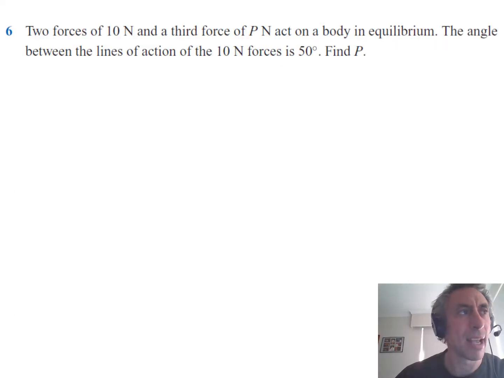Okay, so here's one such application that was suggested previously to creating a closed triangle of forces. We've got the magnitude of two forces given to us. What we need to do is find the magnitude of the third force, P newtons. Three forces acting on a body in equilibrium, perfectly set up for a triangle of forces. We're told that the angle between the two known forces is 50 degrees. What we need to do is find that P.